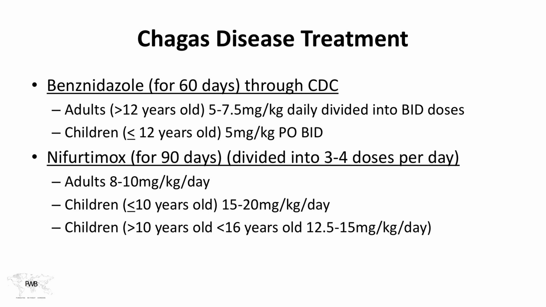What about Chagas disease treatment? There's 2 main approaches that are being employed. One is benznidazole. This is for 60 days, different doses for adults and children. It's weight-based. And nifurtimox. This is 3 to 4 doses a day, and this is also for a period of time, 90 days. So this is very prolonged treatment.